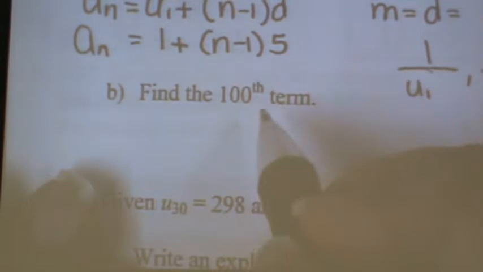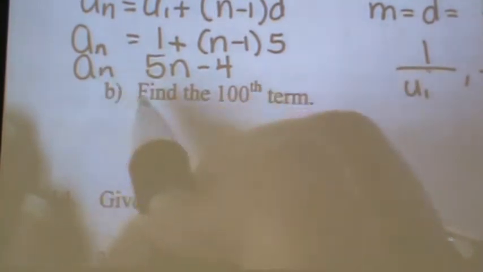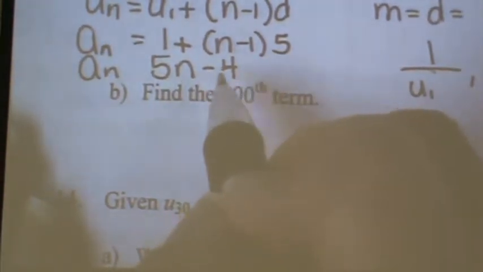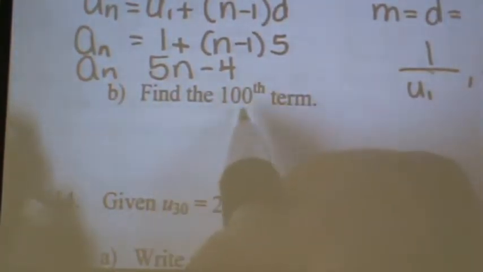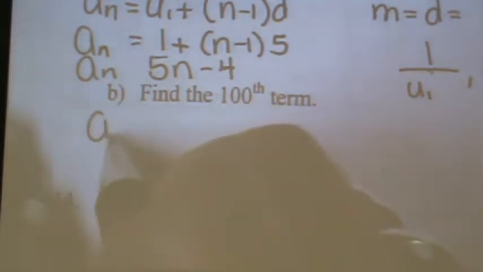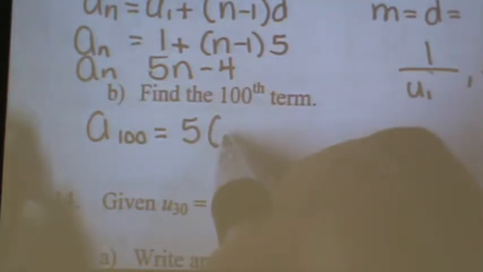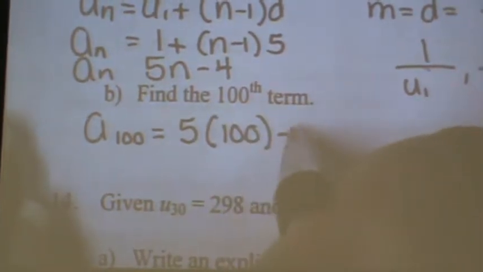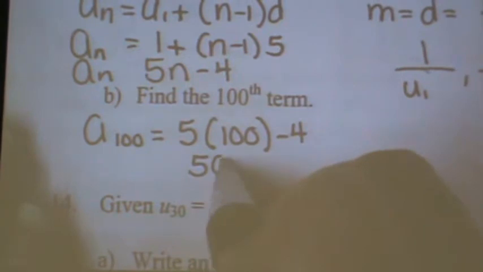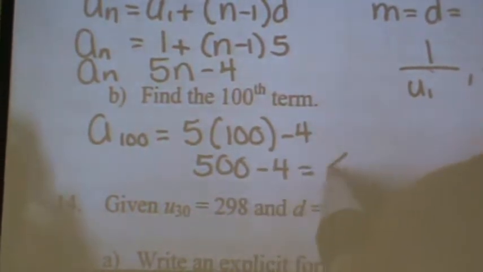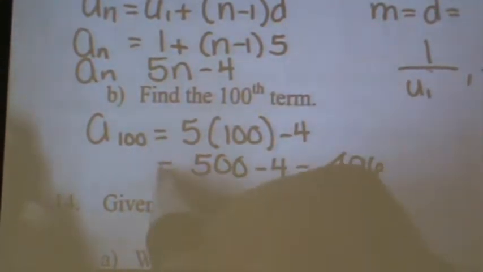Now, are we going to leave our answer like this? No, we're going to simplify it. 5n minus 5 plus 1 is 5n minus 4. So that's the answer for the explicit formula right there. And now how would you find the 100th term? You would do 5 times 100 minus 4. So 500 minus 4 is 496.